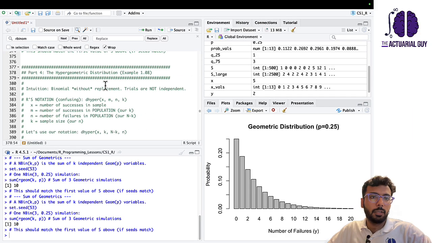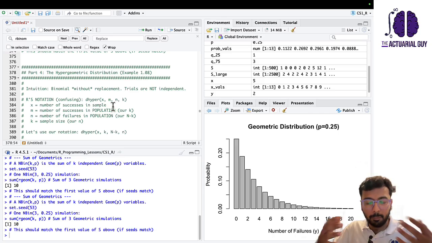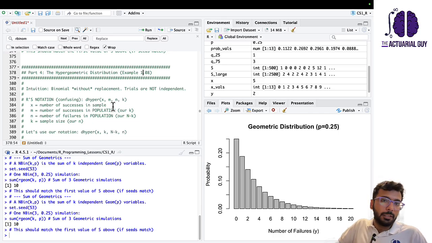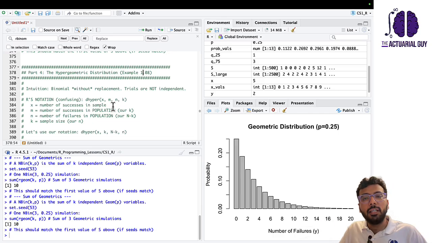Now the next distribution that I want to talk about is the hypergeometric distribution. Now a quick refresher on what the hypergeometric distribution is. It's basically the same as a binomial distribution. That is, out of n trials, we are trying to determine the probability of x successes. The only difference is that we are dealing with a population without replacement here, right? That is, trials are not independent. Each subsequent trial is affected by the previous one.